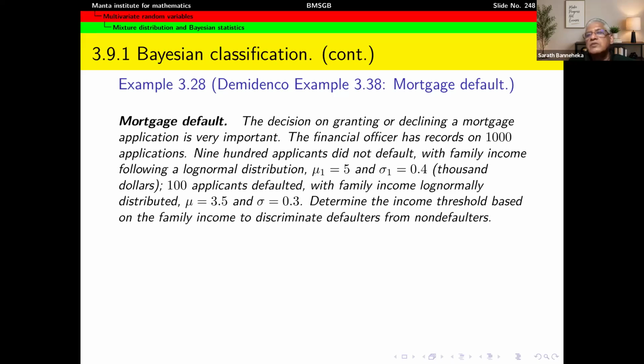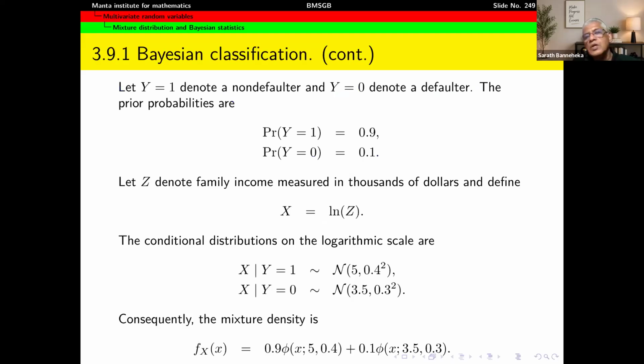If log x has a normal distribution, then x is said to have a log normal distribution. So these means and standard deviations are therefore the means and standard deviation of the log of the variable. So in this case, we again have two groups. Let's say y equal to 1 denote non-defaulters and y equal to 0 denote defaulters.